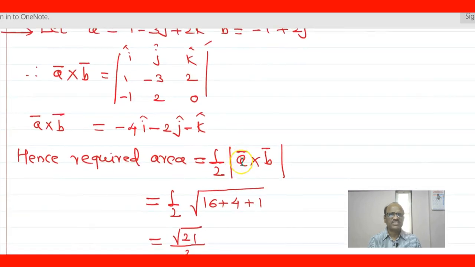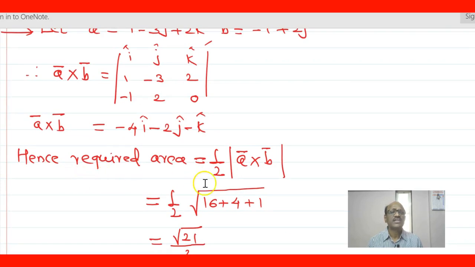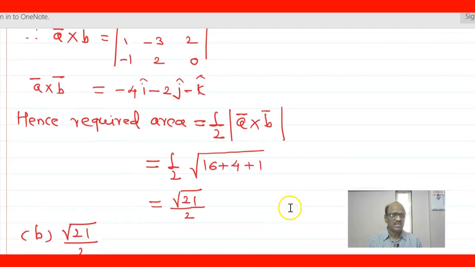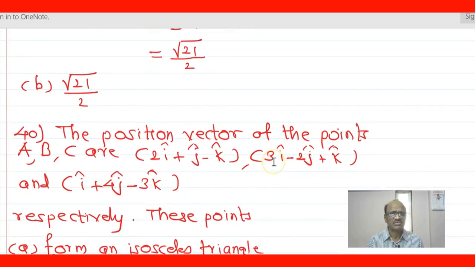After the simplification, you are getting A bar cross B bar is equal to minus 4i cap minus 2j cap minus k cap. Here's the required area when the diagonals are given, that is equal to 1 upon 2 mod of A bar cross B bar, and that is 1 upon 2, and to find out the mod of this, that is √(4² + 2² + 1²), that is 16 plus 4 plus 1, and that is root of 21 upon 2, and that is the B option is correct.